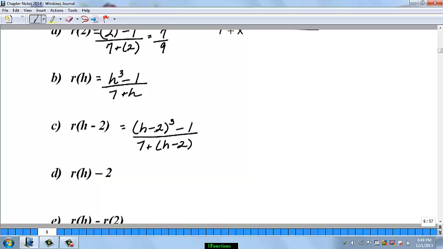Now this one is a little bit more complicated, so way over here, or you can do it over here, doesn't matter. We're going to multiply out h minus 2 cubed so we can do this, which is h minus 2 times h minus 2 times h minus 2. So I'm going to multiply these two first, and then I'm going to multiply with that. So I've got h squared, and then I've got minus 2h plus minus 2h, so it's minus 4h plus 4. So I've multiplied these two together.